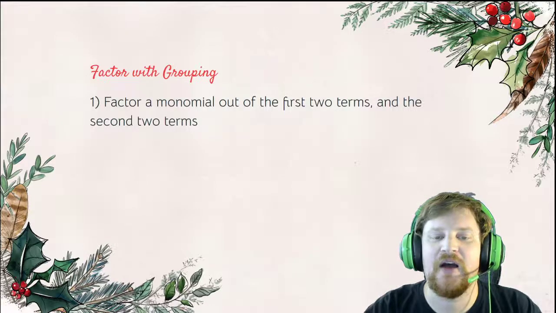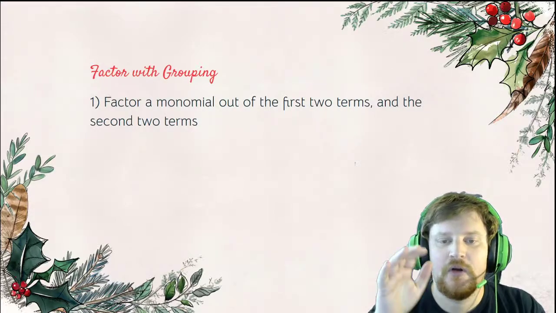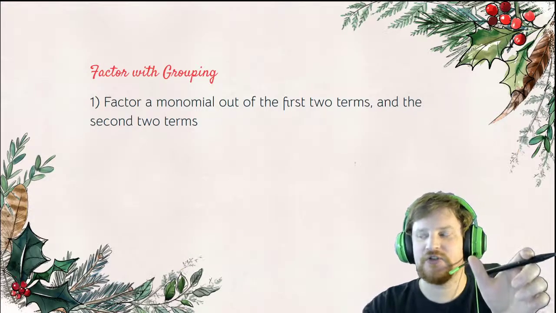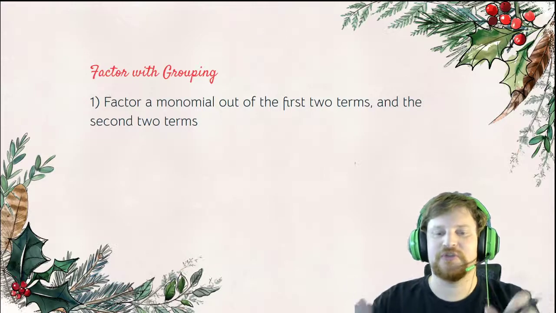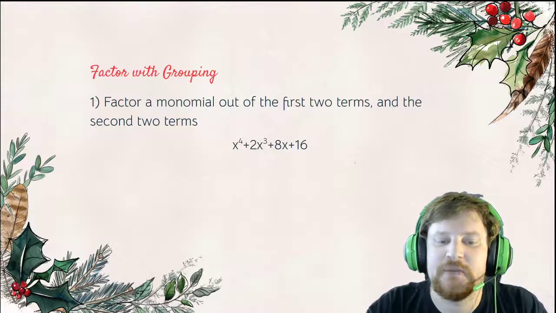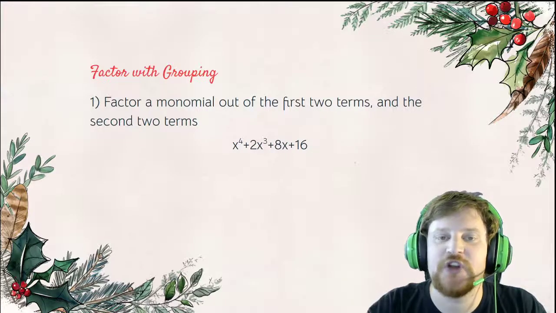The second method that we want to take a look at is how to factor by grouping. Now this is a special case when you have a polynomial with 4 terms. When you have it, you're going to factor a monomial out of the first 2 terms and a monomial out of the second 2 terms. So in this case, looking at the first 2 terms, x to the 4th and 2x cubed, what monomial is the largest thing that both share?